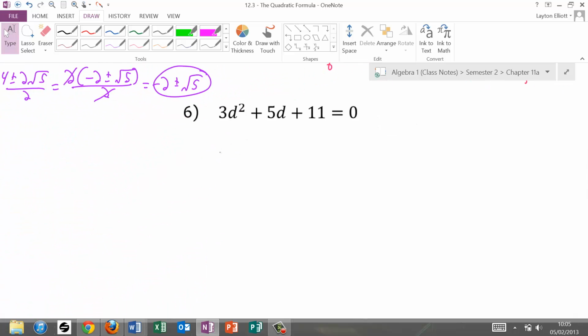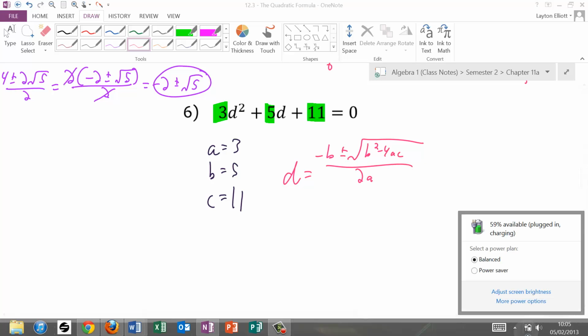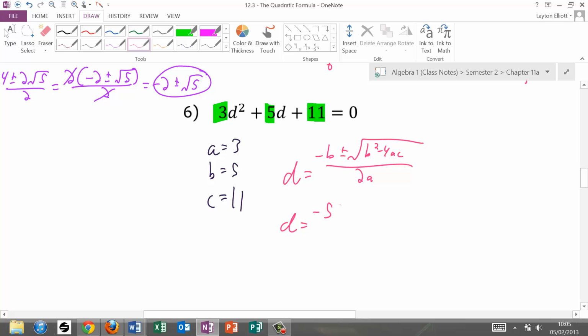For 6, a is equal to 3, b is equal to 5, c is equal to positive 11. That should be kind of fairly obvious. Coefficients of the square term, the linear term, and the constant term. D equals opposite of b plus or minus the square root of b squared minus 4ac all over 2a. D equals opposite of 5 plus or minus the square root of 5 squared minus 4 times 3 times 11 all over 2 times 3.